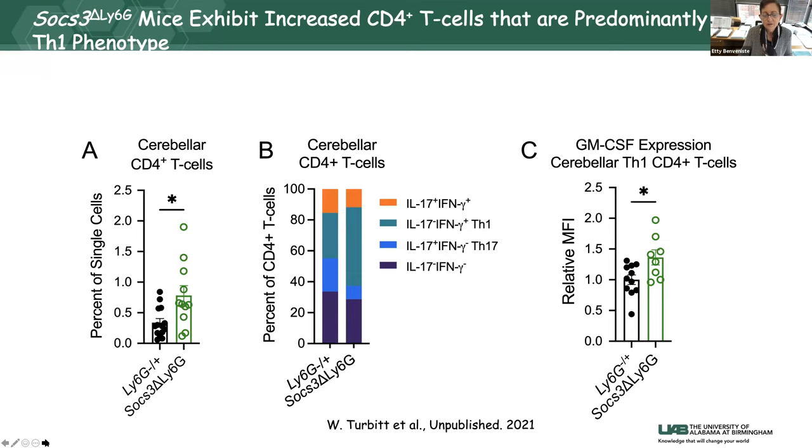And what was interesting is the majority of the CD4 positive T cells infiltrating the cerebellum were actually Th1 cells producing gamma interferon. This is actually quite different. In the Lyse6G MCRE mice, we saw a predominant infiltration of IL-17 producing Th17 cells. So that's one notable difference that we've observed between these two different transgenic mice strains. The Th1 cells that infiltrate are also producing higher levels of GM-CSF.